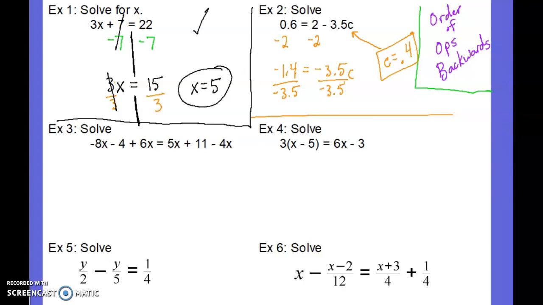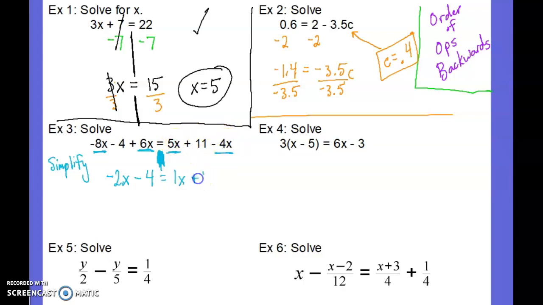Moving on to the next problem. Before adding and subtracting terms on either side of the equation, I would suggest to simplify first. That means combining like terms. So I'm looking at negative 8x and 6x are like terms on the left side. So I would rewrite this equation as negative 2x because you combine those first, and then we can worry about getting like terms on the same side. So 5x minus 4x, that is 1x.